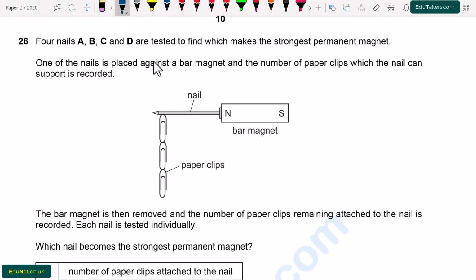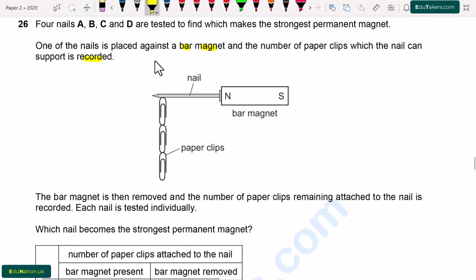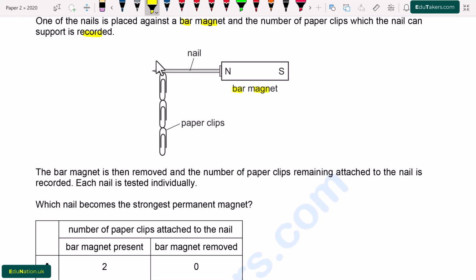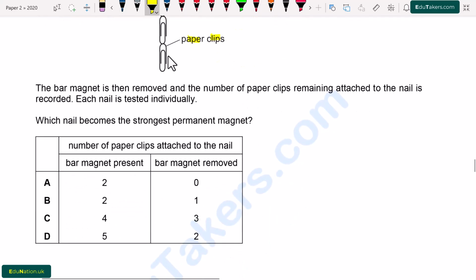Question number 26. Four nails A, B, C and D are tested to find which makes the strongest permanent magnet. One of the nails is placed against a bar magnet and the number of paper clips which the nail can support is recorded. So first of all, here is the bar magnet and there is also the nail that is attached to the bar magnet. A large number of clips are attached to the nail. The bar magnet is then removed and the number of paper clips that remain attached to the nail is recorded.